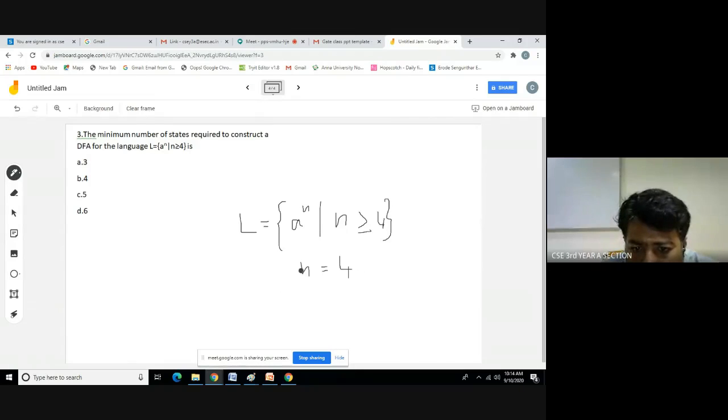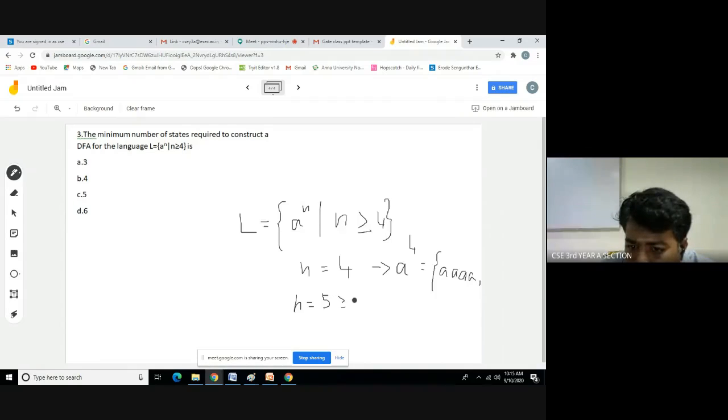So I apply the value 4 to n in a power n. How many a's will I get? 4 a's. According to the given language, the first string is aaaa. The condition is n greater than or equal to 4, so first I apply the value 4 to n. Again, n equal to 5 is also possible. Why? Because 5 is greater than or equal to 4, so 5 is also applicable.